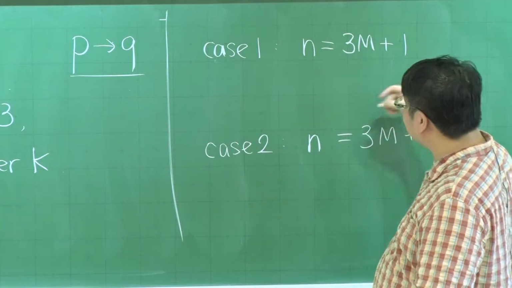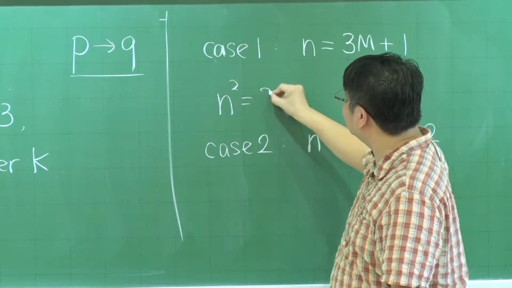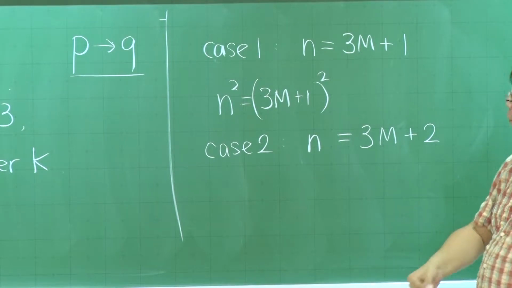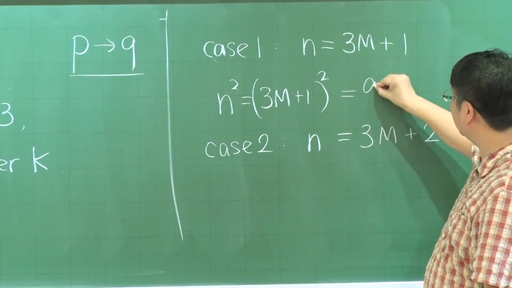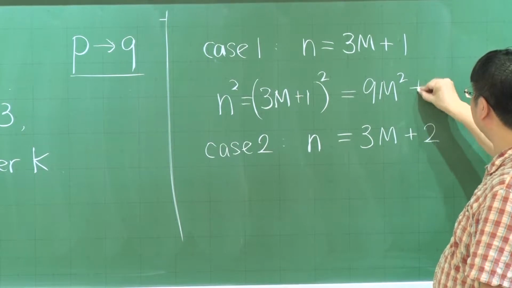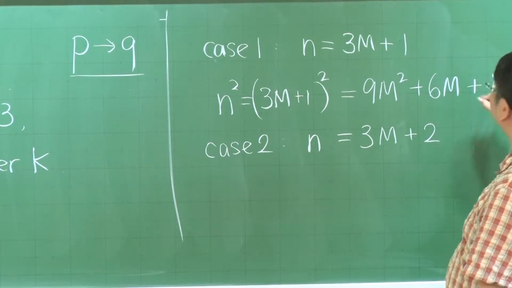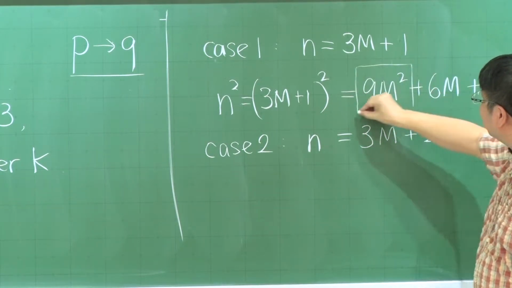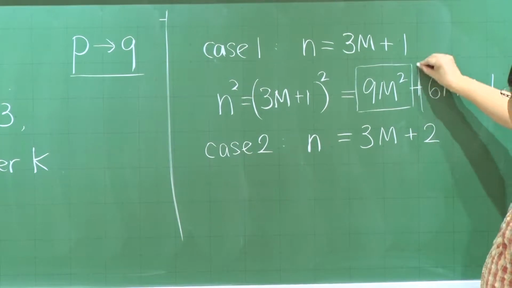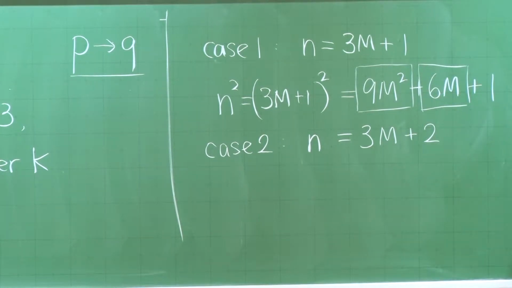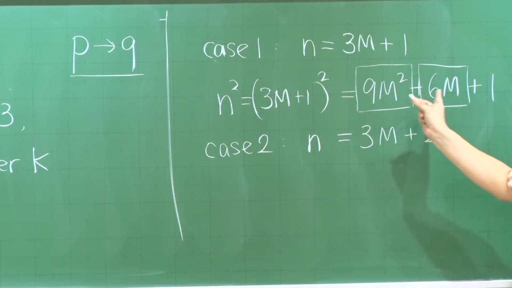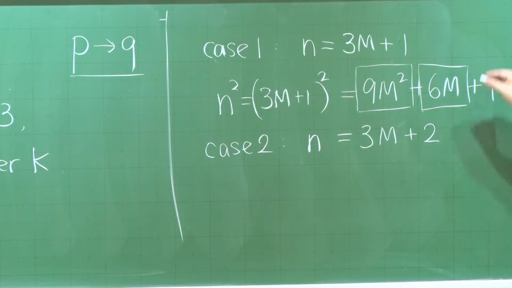So case 1 is 3m plus 1. So n squared is equal to 3m plus 1 squared. Is that okay? And then if you expand it, this will be equal to 9m squared plus 6m plus 1. And then you can see that this 9m squared is a multiple of 3. This 6m is also a multiple of 3. So altogether, this is a multiple of 3. This is 3 times bracket of 3m squared plus 2m, and then plus 1. So in this case, it is okay. How about case 2?